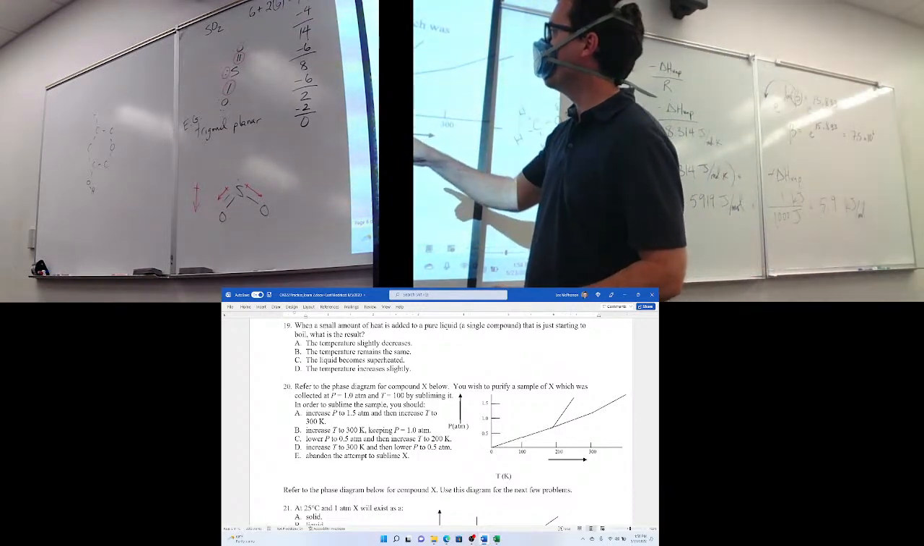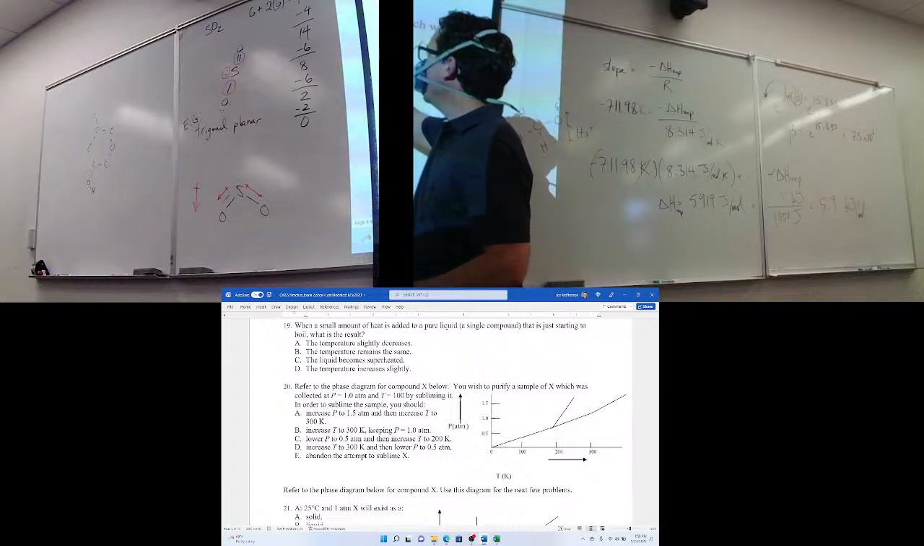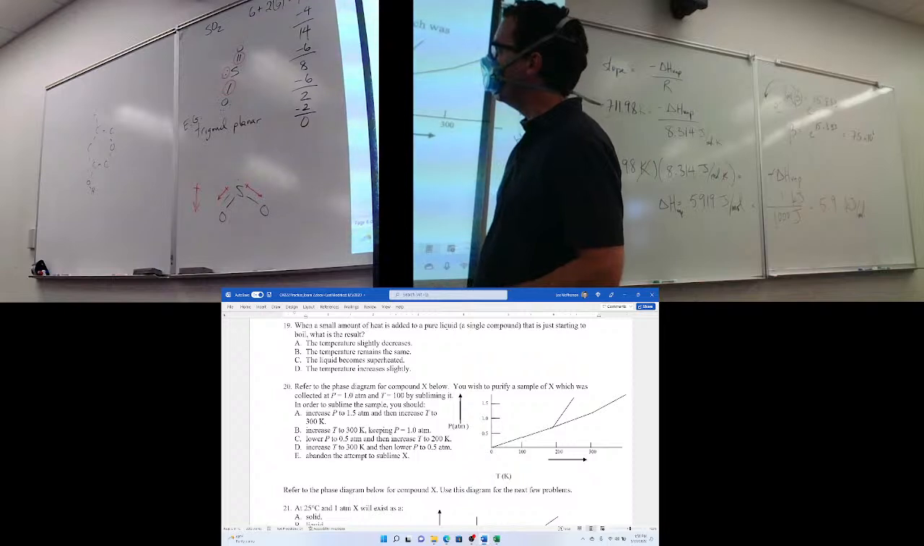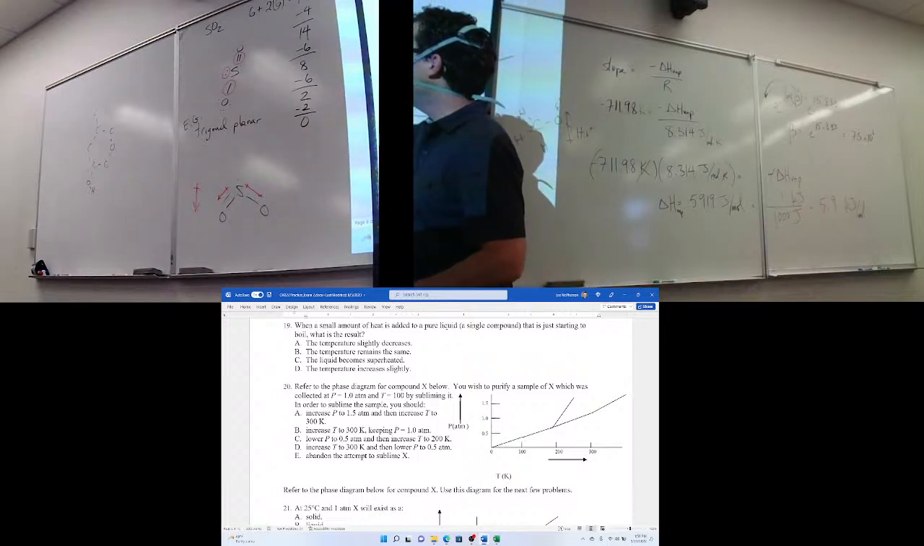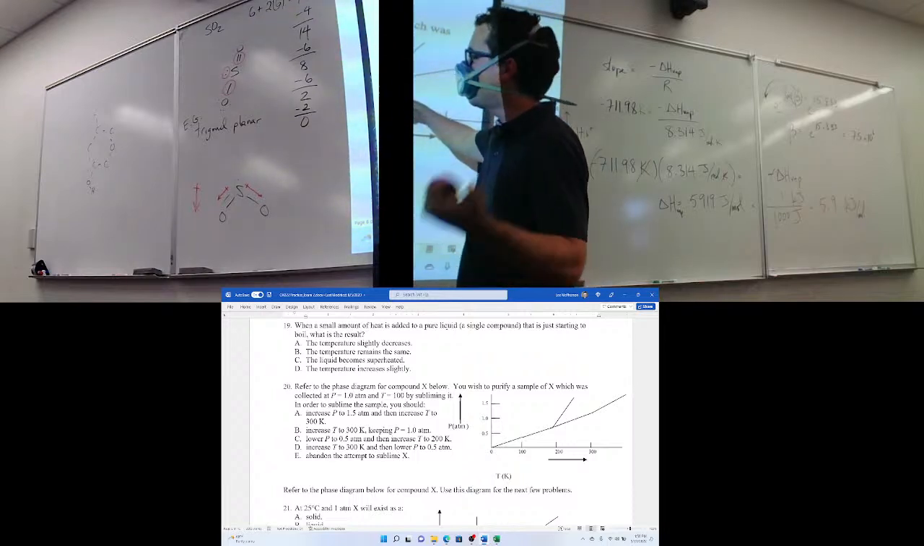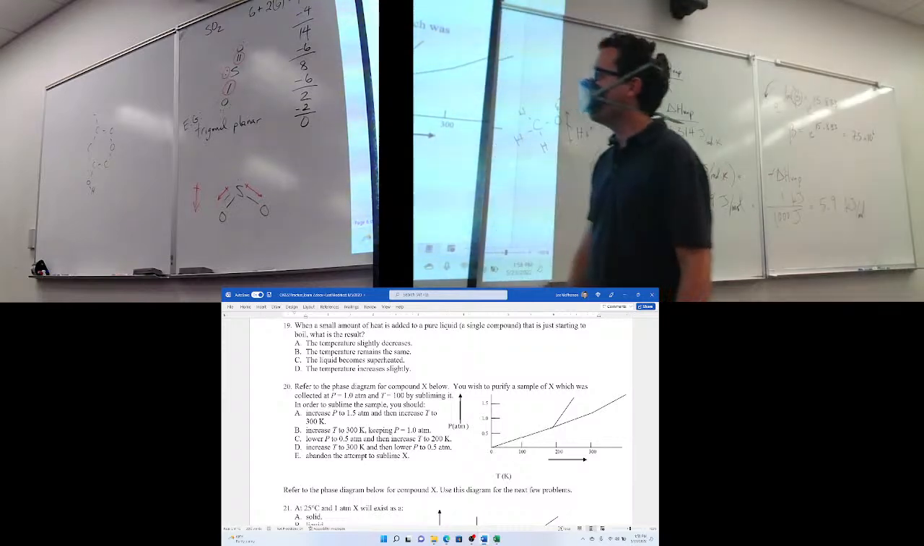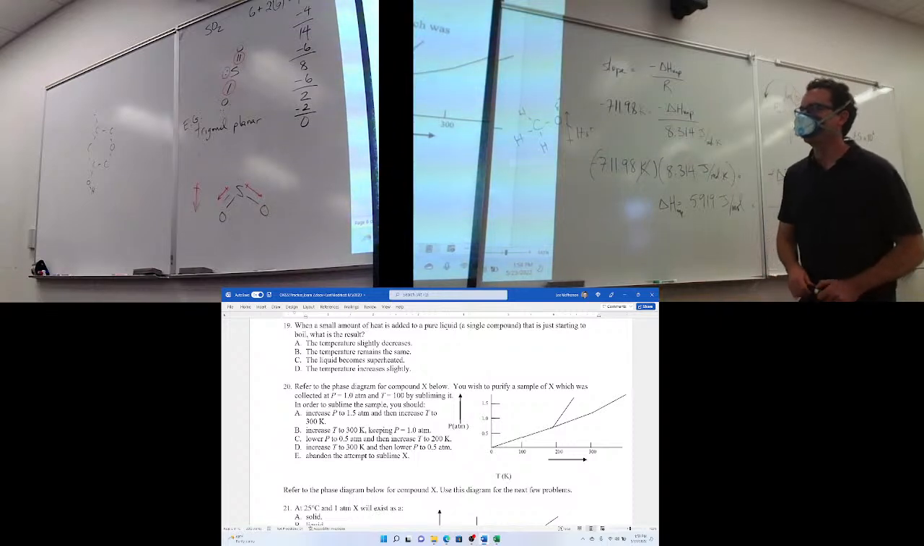Increase temperature to 300, keeping it at 1 atmosphere. No, that'll still go through the liquid region. Lower to 0.5, and then increase to 200. Perfect. So D doesn't work, and E is ridiculous, so C is it. Yeah.